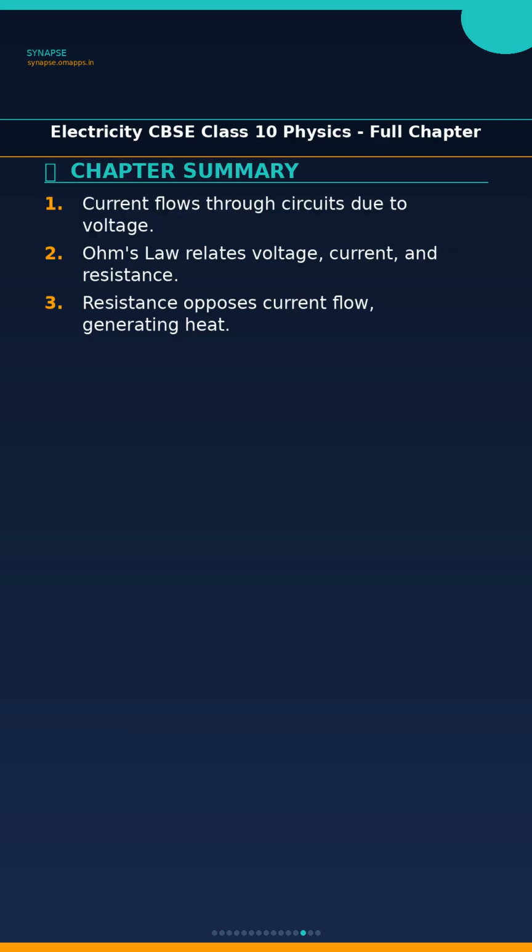So, let's quickly recap what we have learned. Firstly, electric current flows through circuits because of the voltage. Secondly, Ohm's law helps us understand the relationship between voltage, current, and resistance. And finally, resistance opposes the flow of current, which can generate heat.